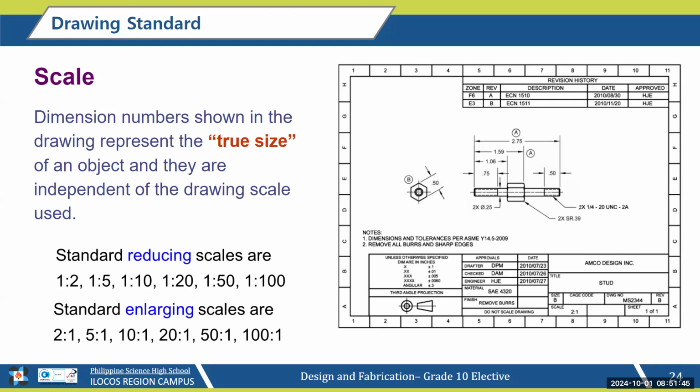So here are the standard reducing scales. You have 1:2, 1:5, 1:10, etc. Also, we have the enlarging scales, which are 2:1, 5:1, 10:1.